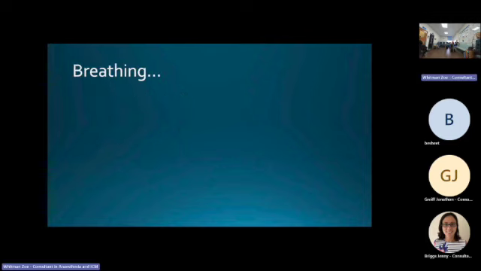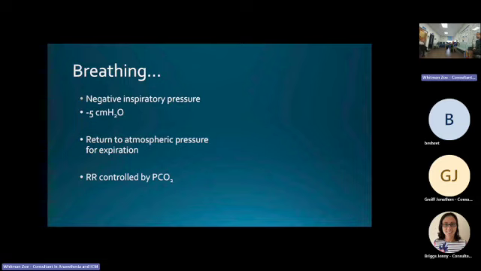So if we go through a bit of physiology initially, if you think about normal breathing, that's with a negative inspiratory pressure of about 5 centimeters of water, which is created by you expanding your rib cage with your intercostal muscles and your diaphragm. So you get about -5 centimeters of water, and then when you breathe out, everything relaxes and that returns to atmospheric pressure, so everything comes back out again.